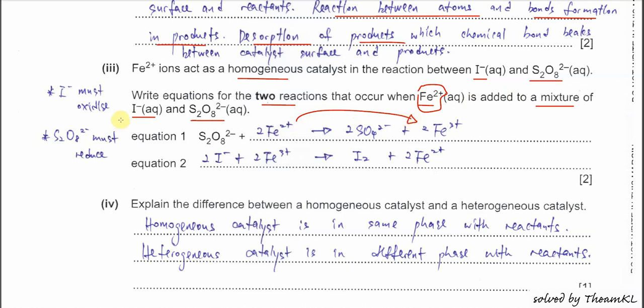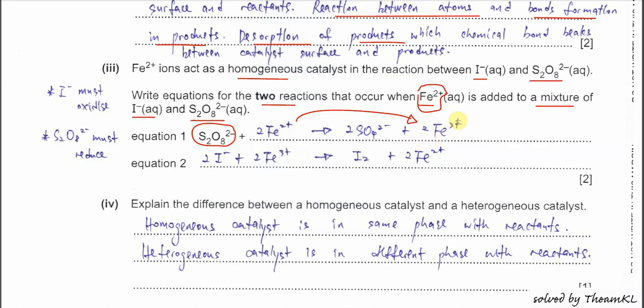So the species that undergoes reduction will react with the iron(II). In this reaction, the peroxydisulfate will get reduced to sulfate. So you need to put the iron(II) together with peroxydisulfate. Iron(II) will oxidize to iron(III), and this peroxydisulfate will reduce to sulfate. Then you just balance it, put 2 here.